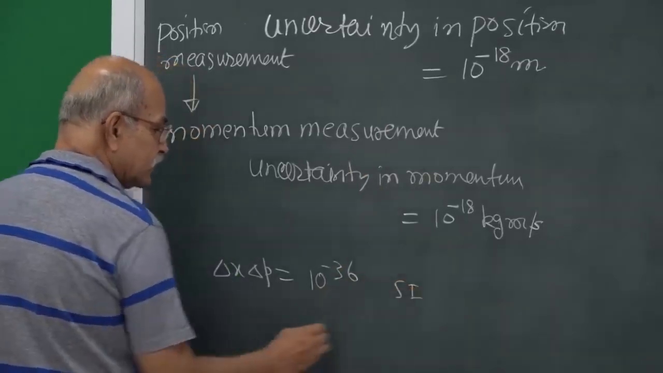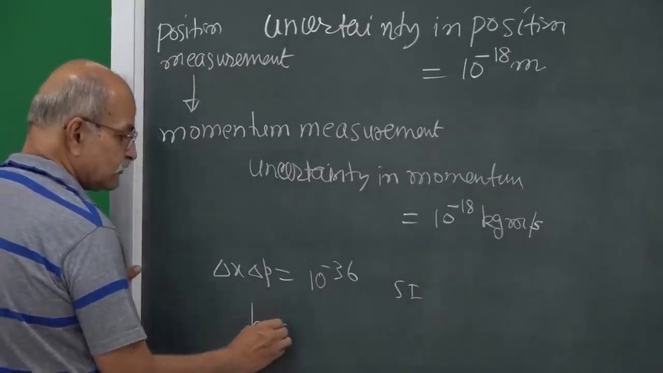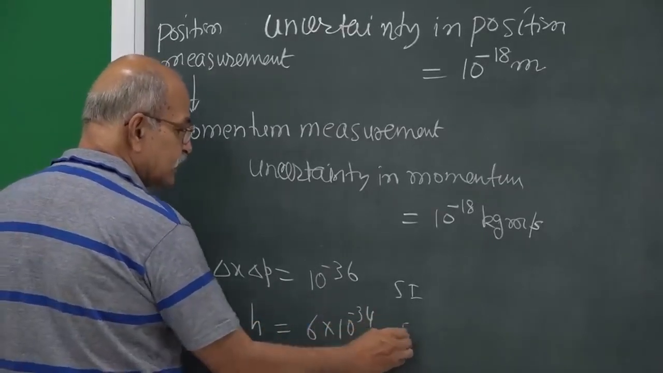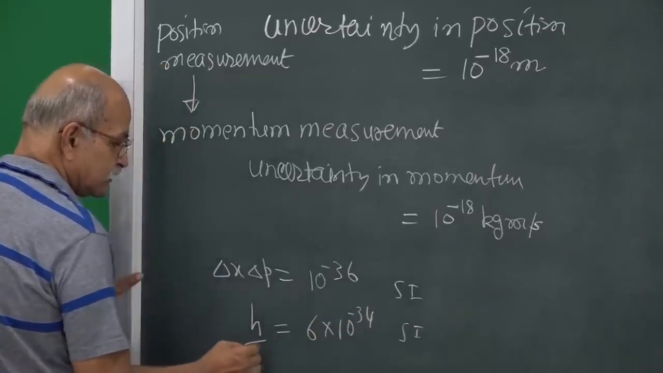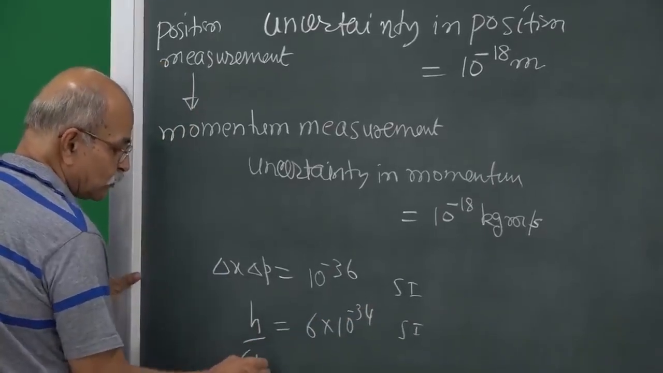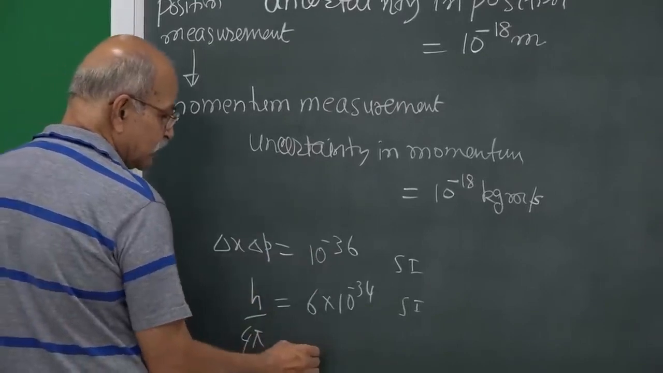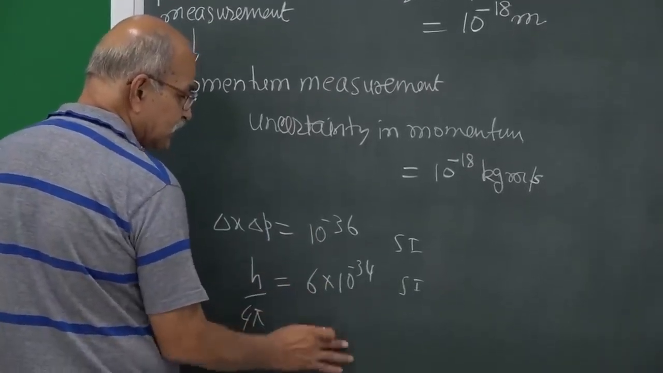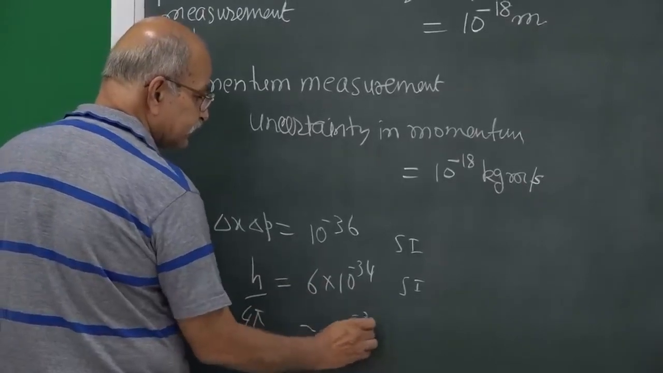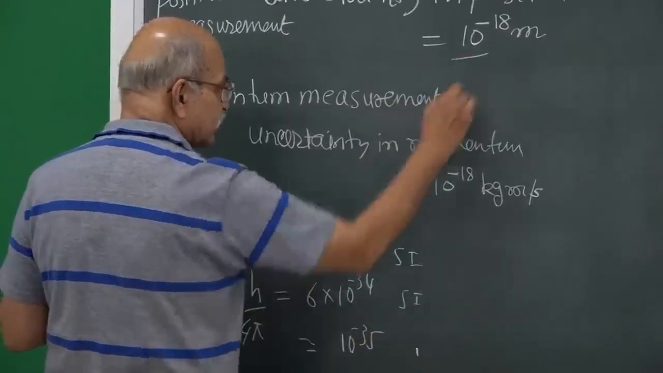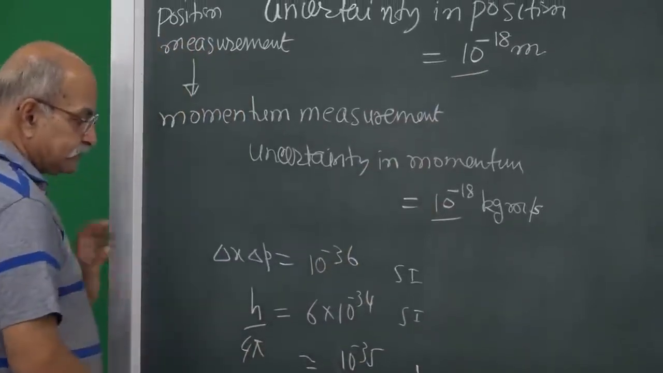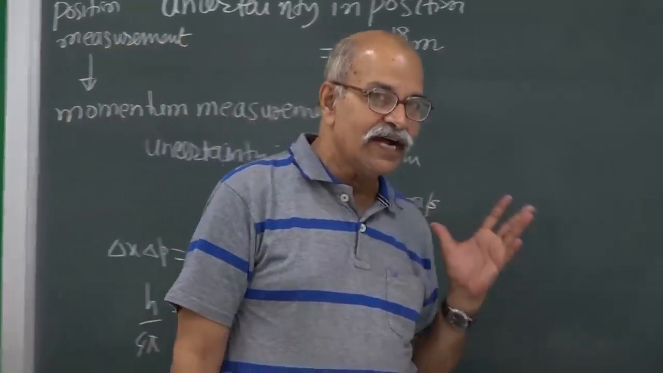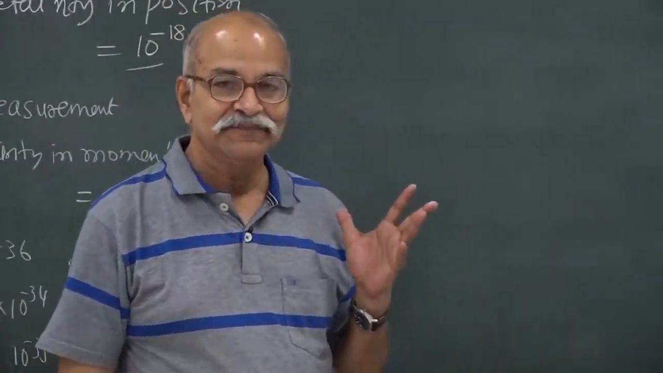But then if you look at h, which is something like 6 times 10 to the power minus 34 in SI units, and divide by, say, 4 pi, which is around 10, this will be something like 10 to the power minus 35, and here it is 10 to the power minus 36, right. So, it is less than this. So, does it violate the Heisenberg uncertainty principle?